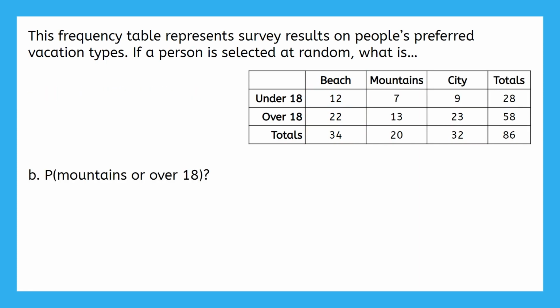P of mountains or over 18. How about you give this one a try on your own? Since this criteria is mountains or over 18, be very careful that you're not double counting any outcomes. Make sure to check if there's any overlap to account for. Pause the video here and try this out now.